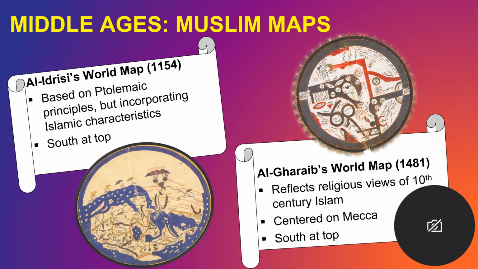Then we have Al-Gharib's world map in 1481. It reflects religious views of 10th century Islam. Makkah was centered in his map, and again the south was at the top.